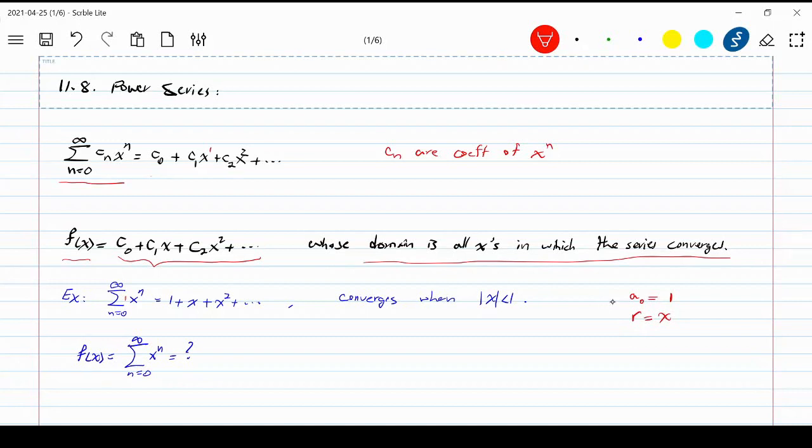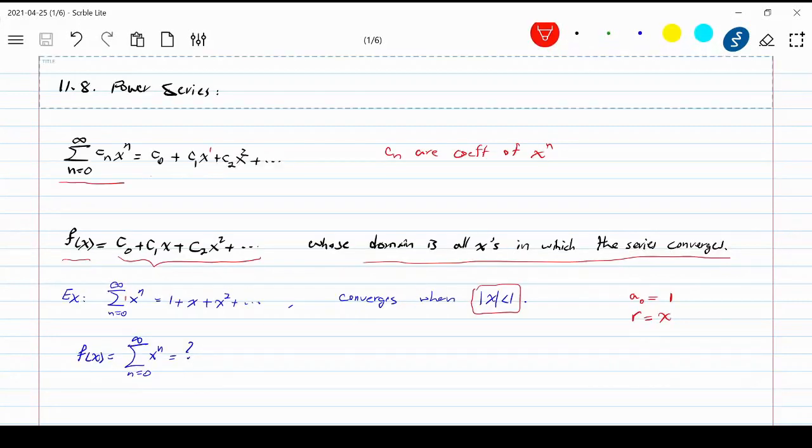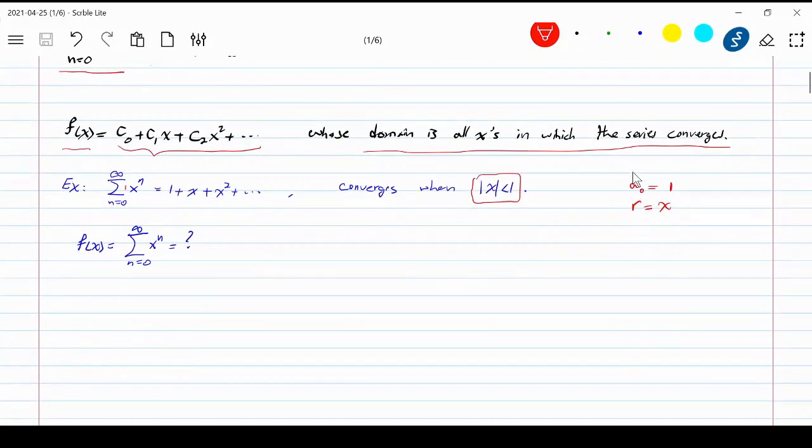And we knew that the geometric series is convergent if the absolute value of the ratio is less than 1. So in this case, if the absolute value of x is less than 1, then we have a convergent series. That means this represents a function if the absolute value of x is less than 1. And it turns out we can actually calculate what the specific function is in this case. Maybe I can show you.